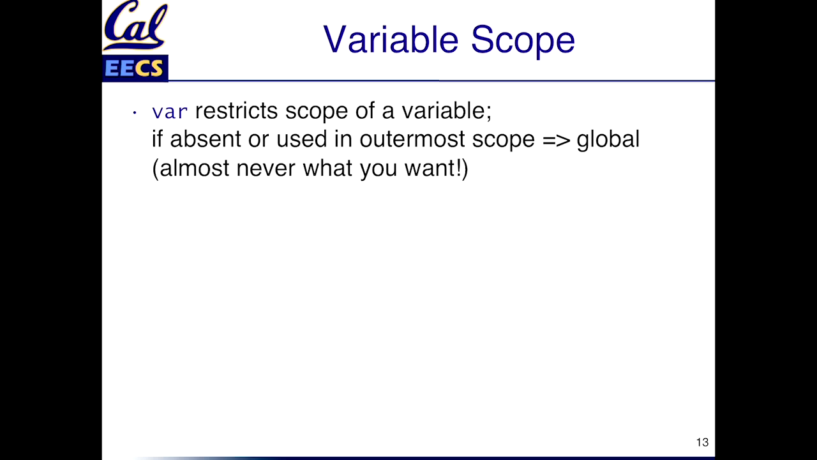Variables. The keyword var exists in JavaScript, and you use it to restrict the scope of a variable, for example, to the function in which that variable is declared. If you don't use var, or if you use it in the outermost scope, that means outside the scope of any other function, then basically you're declaring a global variable. And if you haven't figured this out by now in your undergraduate careers, that's almost never what you want.